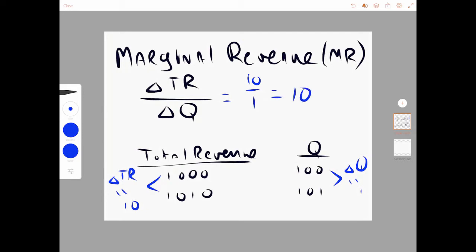Again, we're going to try to keep the change in quantity always equal to 1, just to make the math simpler. Your job is to get the basics of what this concept of marginal revenue means, so we don't have to complicate it with the mathematics, with the arithmetic. Marginal revenue is just the change in total revenue divided by the change in quantity.